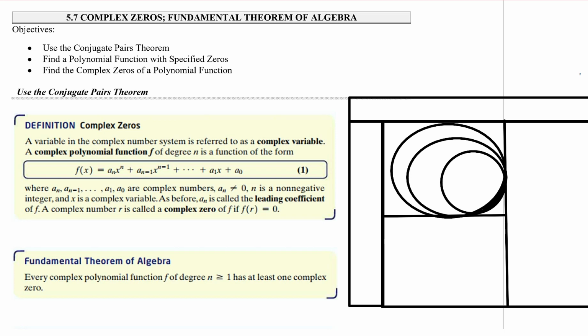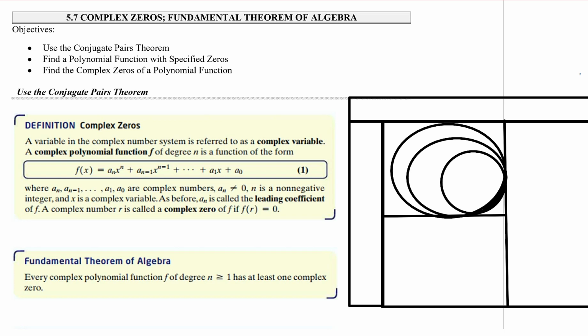All right, this is section 5.7 on complex zeros and the Fundamental Theorem of Algebra. Our objectives for this section are to use the conjugate pairs theorem to find a polynomial function with specified zeros and to find the complex zeros of a polynomial function. Let's start off with using the conjugate pairs theorem here.